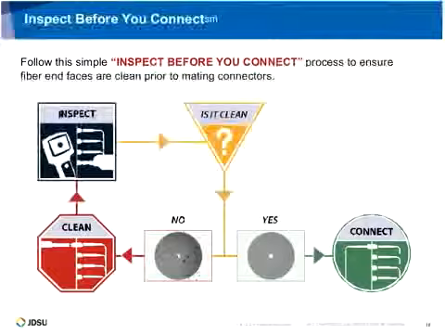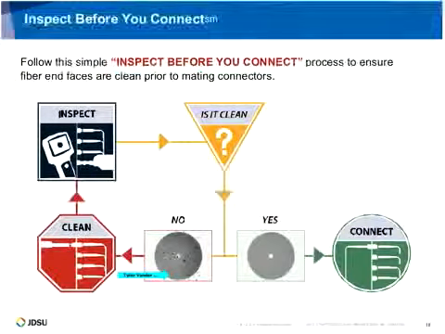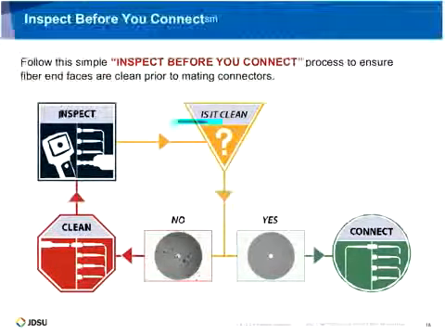And so the process, as you can see here, is inspect it first and ask that question, is it clean? It'll either look like this one on the right, which is clean, or it'll look like some variation of this one here on the left. So if it's not clean, then clean it. But then afterwards, check that again and ask the question again, is it clean?